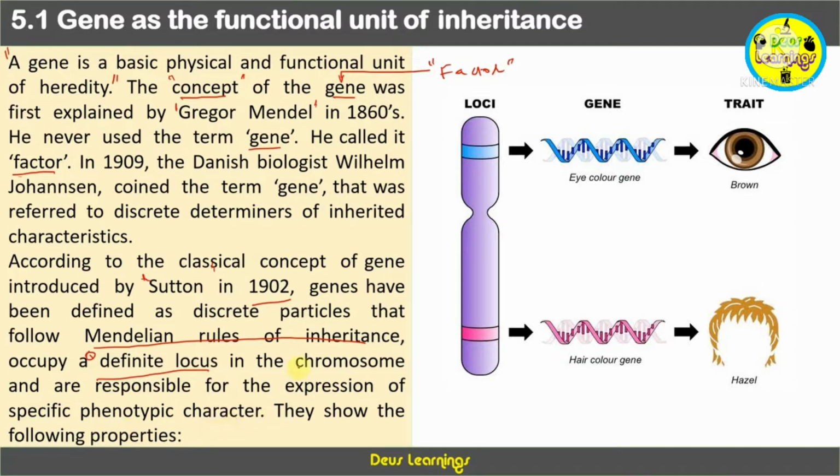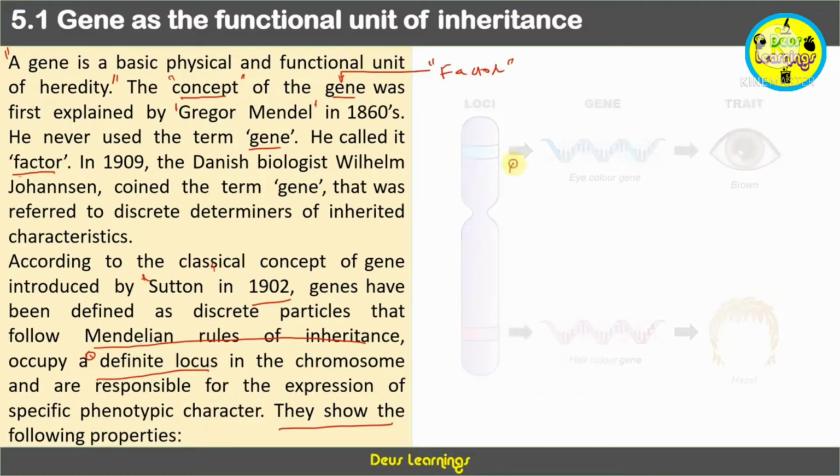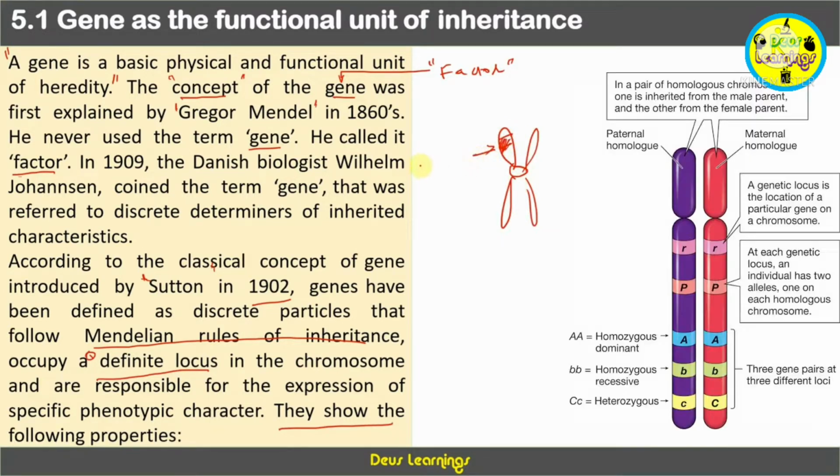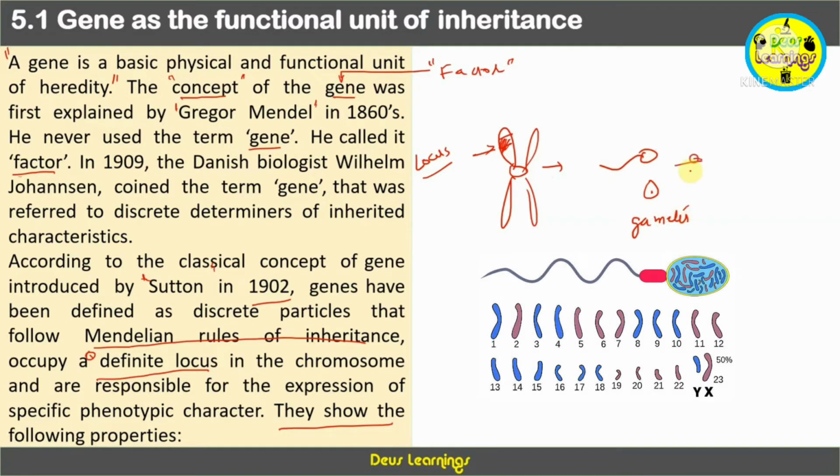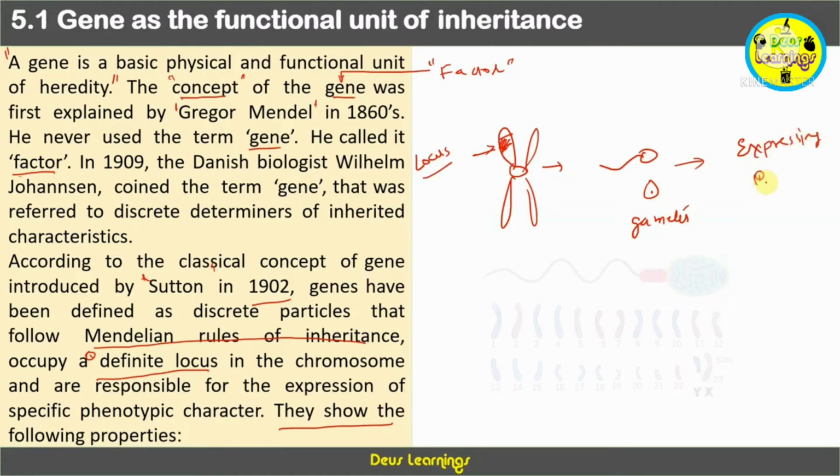So they show the following properties. First, when we talk about a gene, we are talking about the chromosome. There is a specific locus, and at that locus only a particular gene will be located. With the help of gametes, genes are transported and then express their character in the progeny.